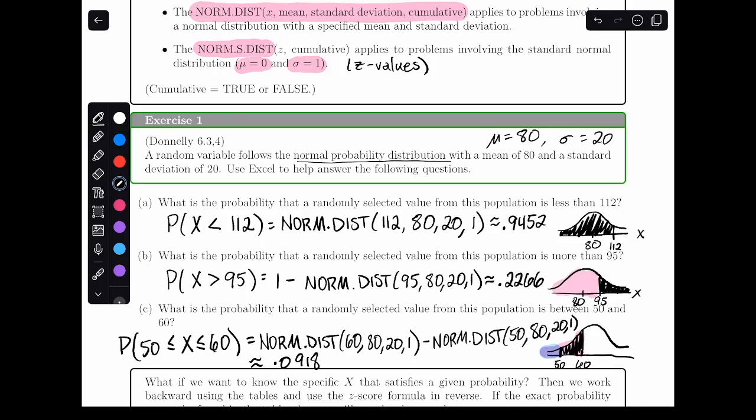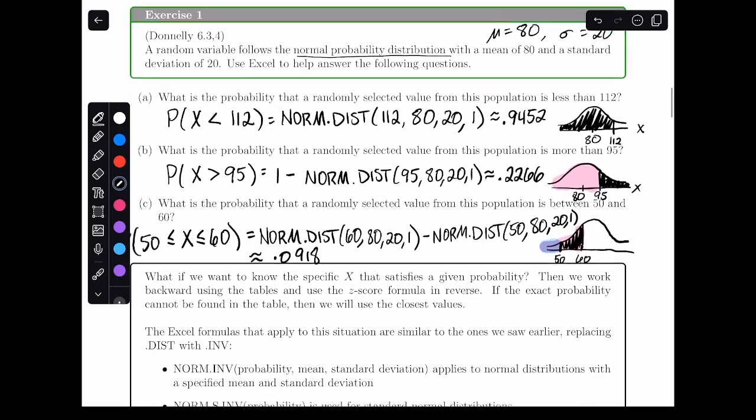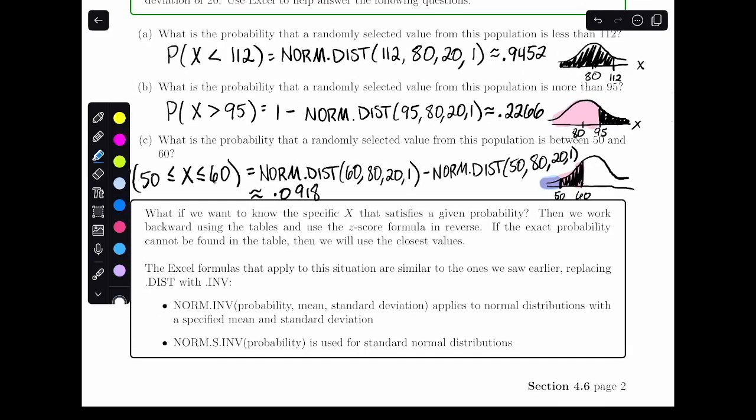So this is great. Now we know how to find probabilities for the normal distribution. But another thing we might want to do is maybe we know something about the probability, and we might want to find the x value that satisfies that probability. And so this would be like working backwards.